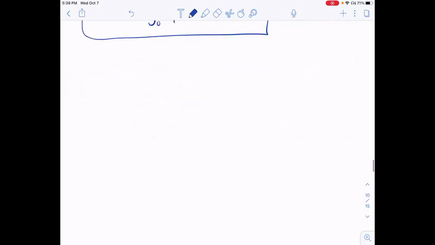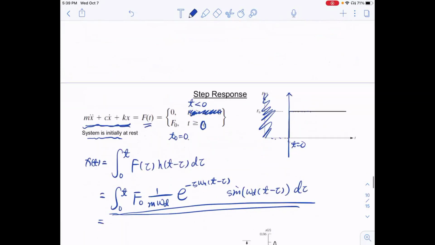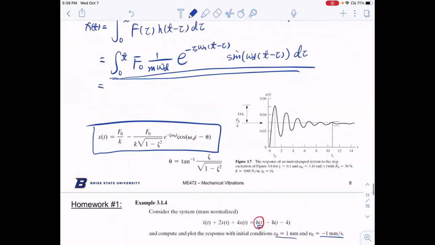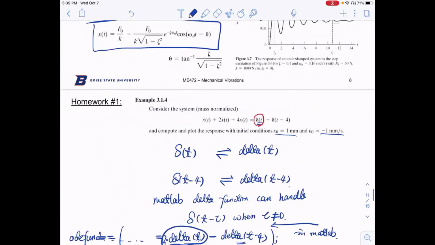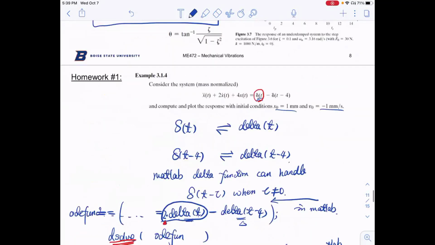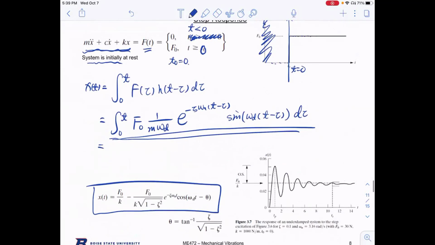All right, I think let's put an end to today's lecture. Any questions related to impulse and step response?